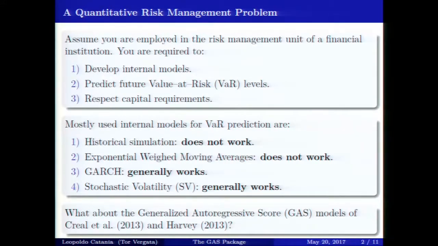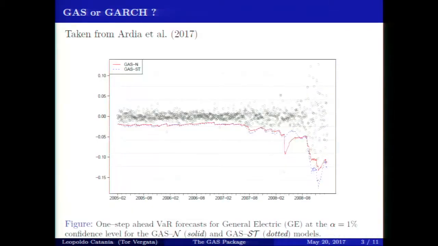So what about GAS models? GAS models are new models that have been proposed recently, in 2013. An important point is that GAS models with a Gaussian conditional distribution are equivalent to a GARCH model with a Gaussian conditional distribution. So when you see GAS-N in this presentation, it means that this is GARCH, okay?